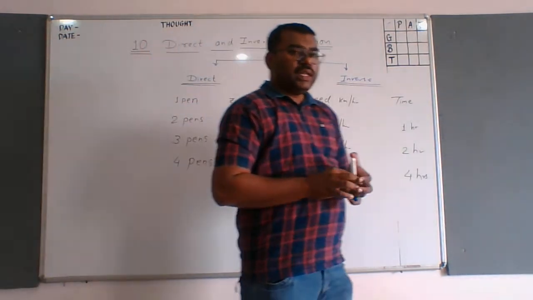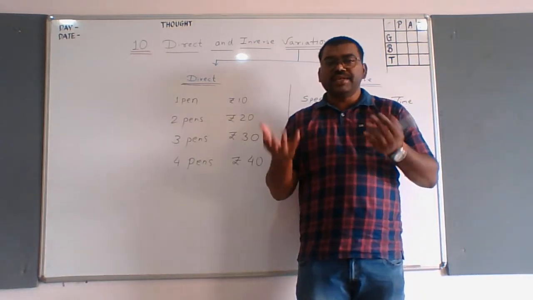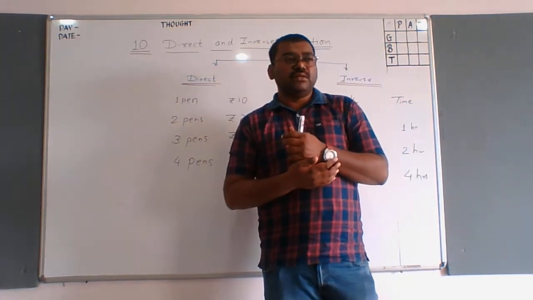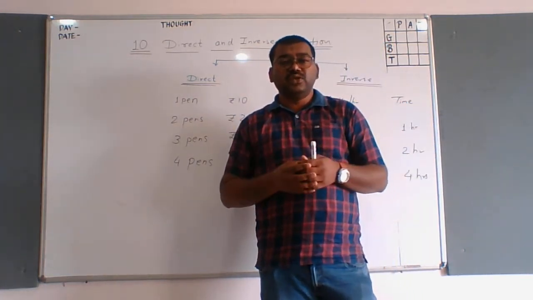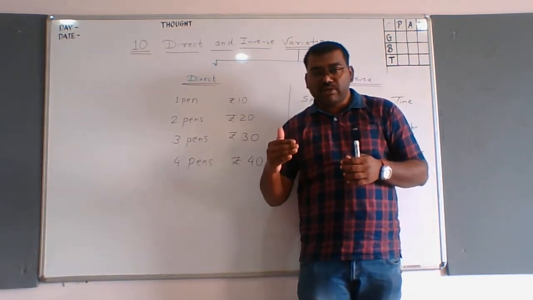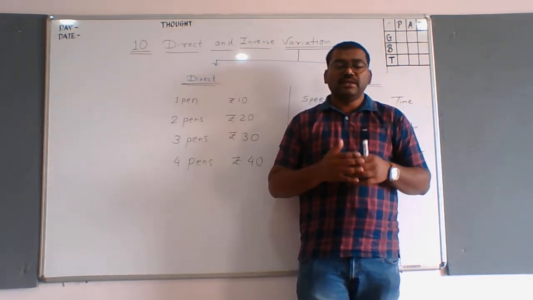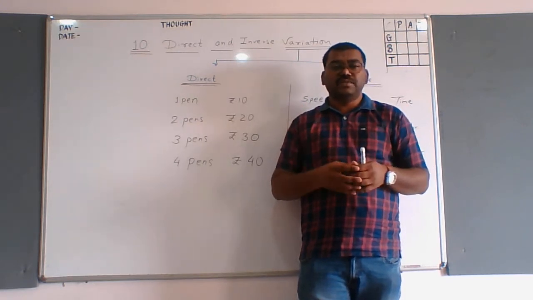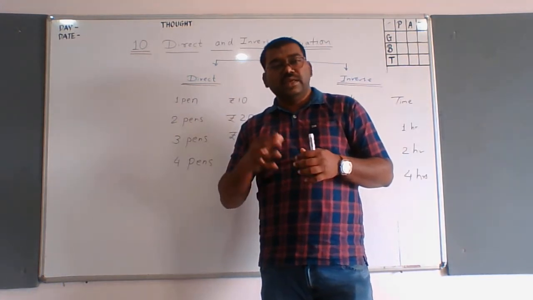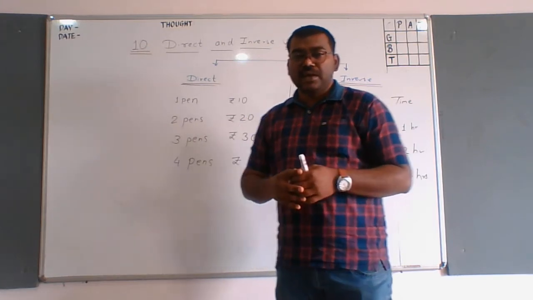Okay, so let us understand the meaning of variation. Basically, variation is change. In variation, there are changes in two quantities. If we change the first quantity, the second quantity also changes, then we can say that these two quantities are in variation. It means both quantities are dependent on each other. If there is a change in one quantity, the second quantity also changes. That is called variation.